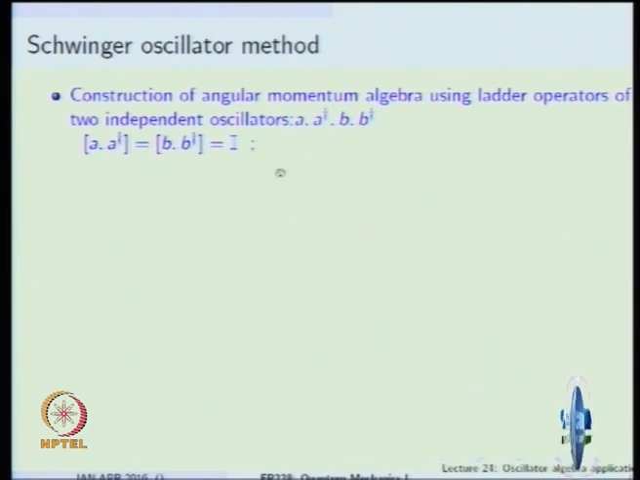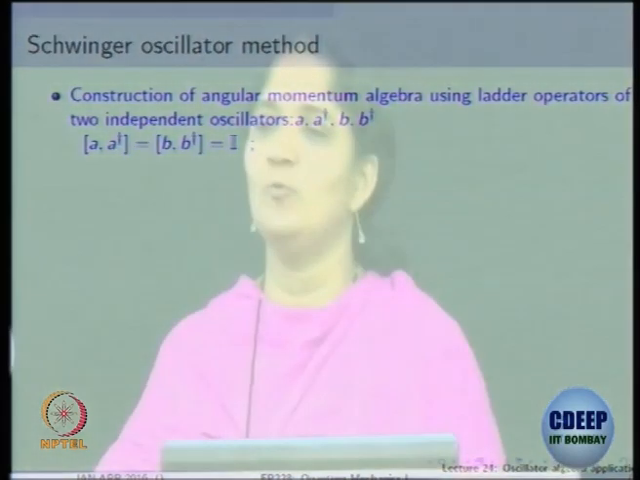What is the theme? The theme is to generate the angular momentum algebra using two independent oscillator algebras. There are two independent oscillators for the system, one with A and A dagger, another one with B and B dagger. Don't confuse this B with what I wrote with pi x plus. So this is just two independent oscillators. You can call them A1 dagger, A2 dagger if you want, but they are two independent oscillators.